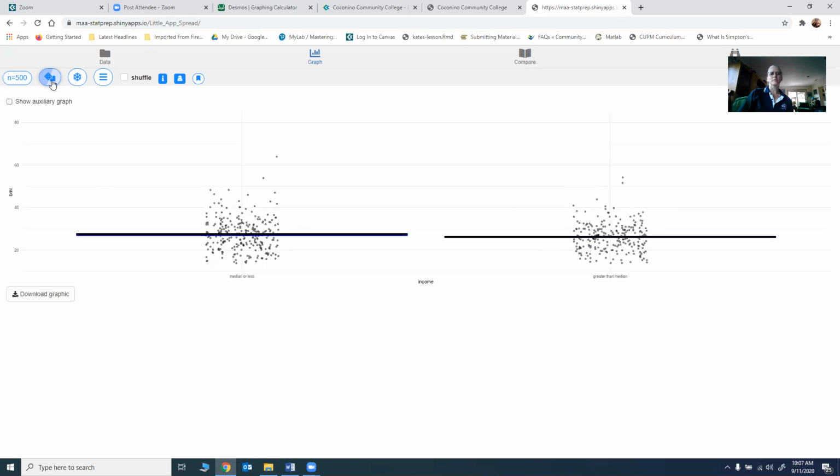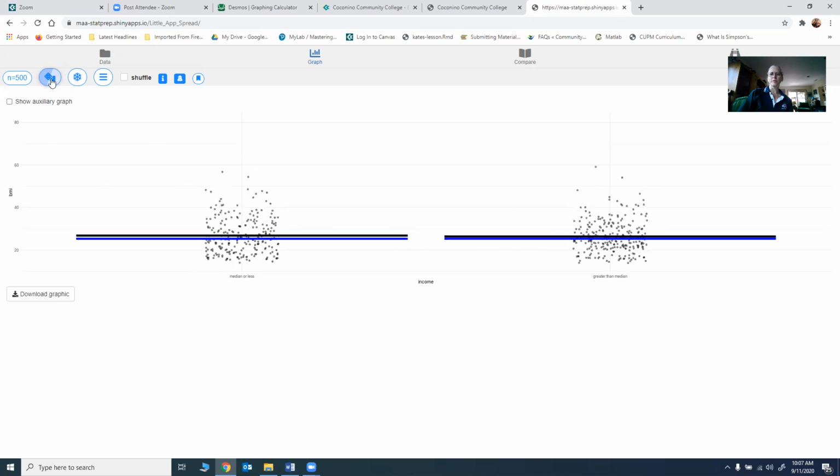Take another sample. Now you can really see not much difference at all. Even though there's a point up here, there are some points down here that balance it out. And you can keep doing this and take different samples and see what the difference would be.